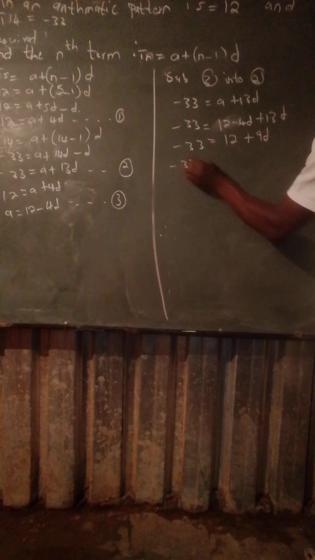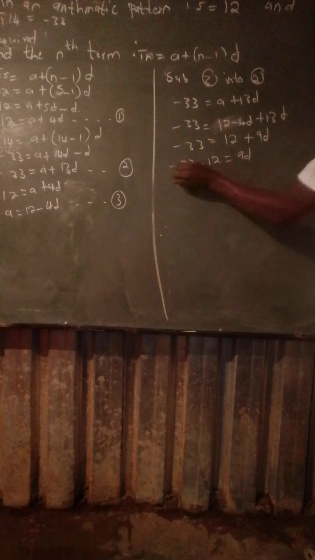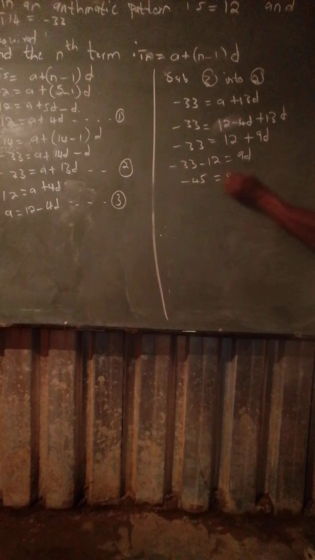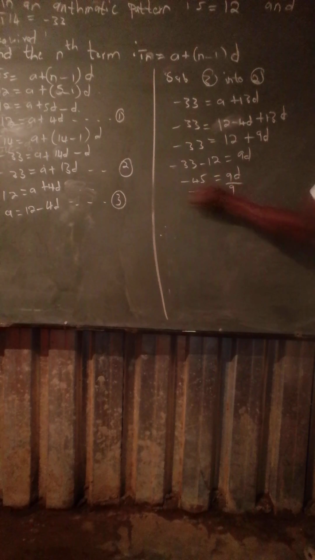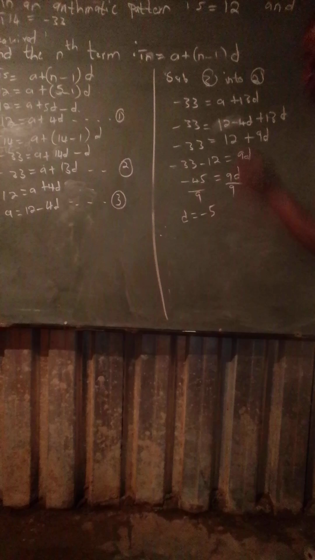Now, it is negative 33, and then I take 12 to the left-hand side, since it will change its sign. Minus 33 minus 12 is minus 45, which equals 9d. Then I divide by 9 on both sides, and my value of d equals negative 5. Now, I have found the value of d.